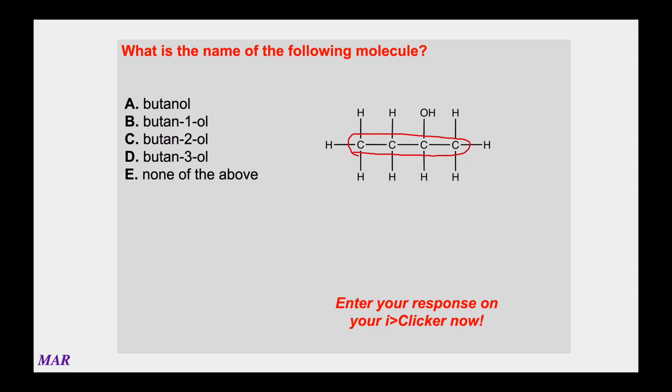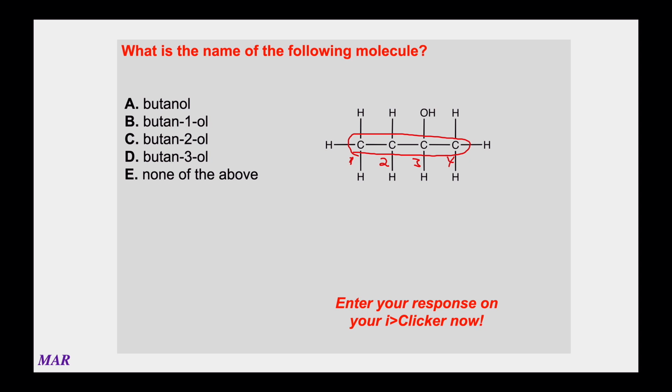But that OH, you don't have to have on that carbon. You could move that OH around. So you've got to figure out the smallest number. And again, while you're learning, I recommend you count in both directions. So people usually start left to right. First carbon, second, third, fourth. So it kind of looks like it could be 3-butanol or butan-3-ol, answer D.